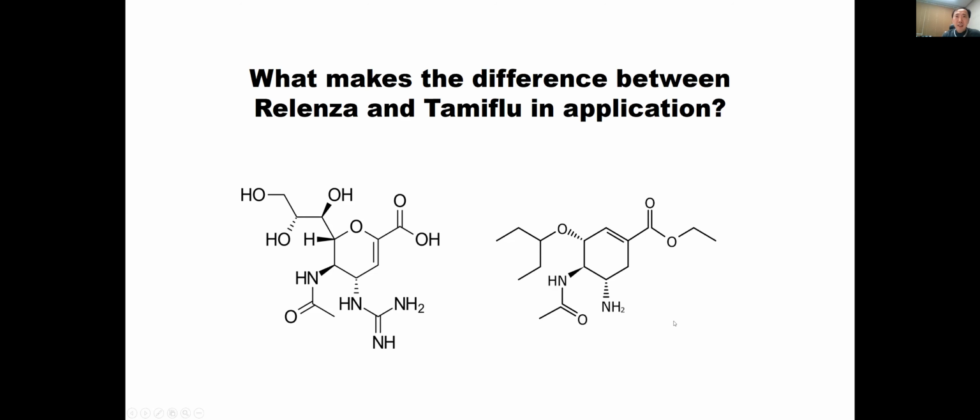And all together, this compound has some different property from that compound. What is the biggest change of that property? Can you tell? What property was changed by removing these hydroxyl groups and also by blocking this carboxylic acid as an ester? Polarity. Which is polar? Relenza is polar. Okay, what does that mean, polar?